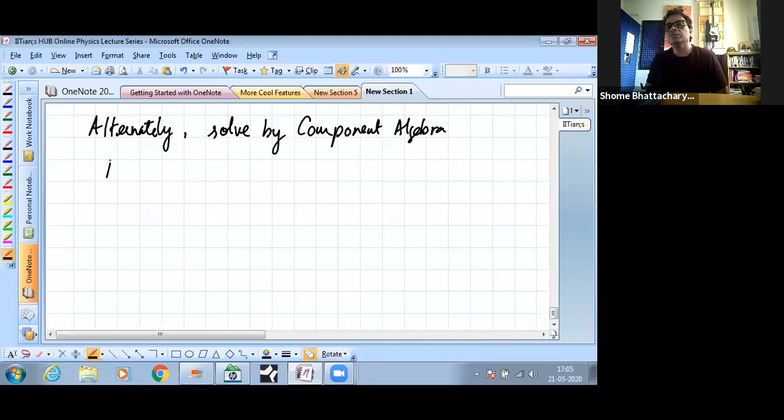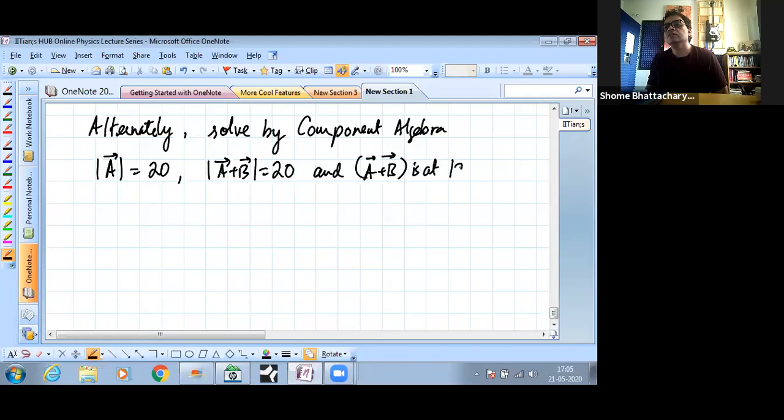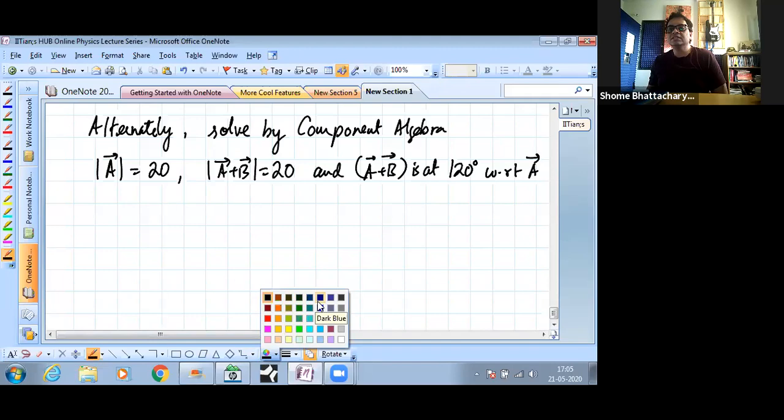So given this information that magnitude of vector A is 20, magnitude of vector A plus B is also 20, and A plus B is at 120 degrees with respect to A. Okay, so using this information now to solve it, let us set up the question like this.